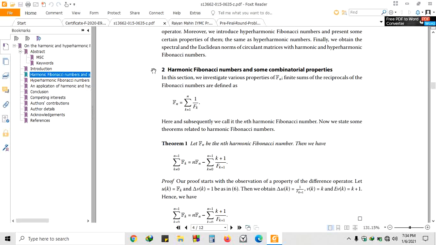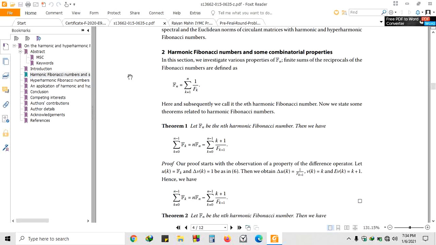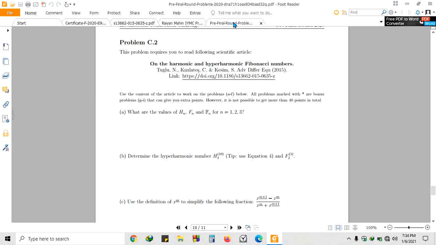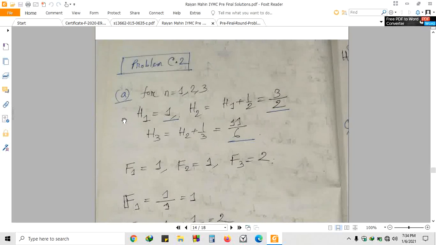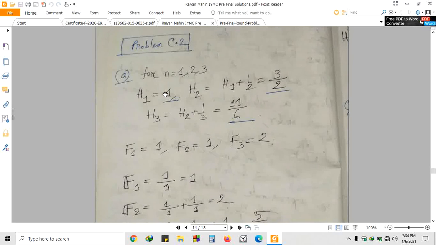So you can see the definition here. We have to find the values of these three functions in case of n equals 1, 2 and 3. For Fibonacci numbers, we know that the Fibonacci sequence starts from 0, 1, and the second will be 1, and the third one will be the sum of the previous two, that is 1 plus 1 equals 2, and the harmonic numbers will be 1, 3 by 2 and 11 by 6.